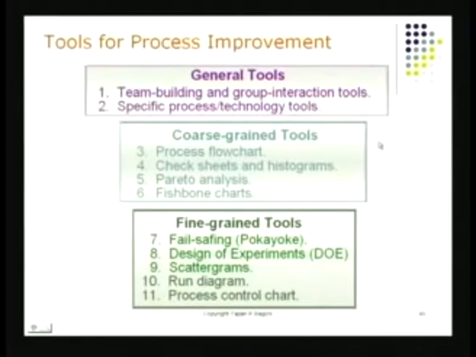And I'm going to be giving an example here. The general tools like team building and so on and so forth, those are your general tools. Your coarse grained tools are process flow charts and so on. I'm going to be describing these to you again. And the fine grained tools are like Poka-Yoke, DOE, design of experiments, and so on and so forth.